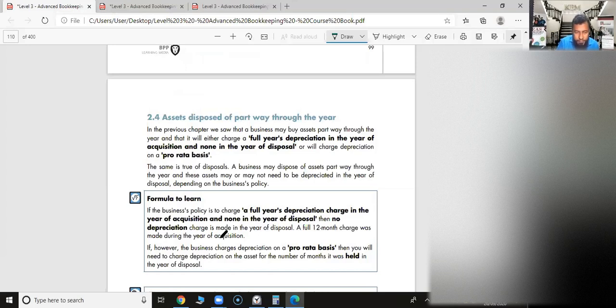Another new topic of this particular chapter is about assets disposed of partway through the year. In the last lecture, you learned about assets purchased partway through the year.